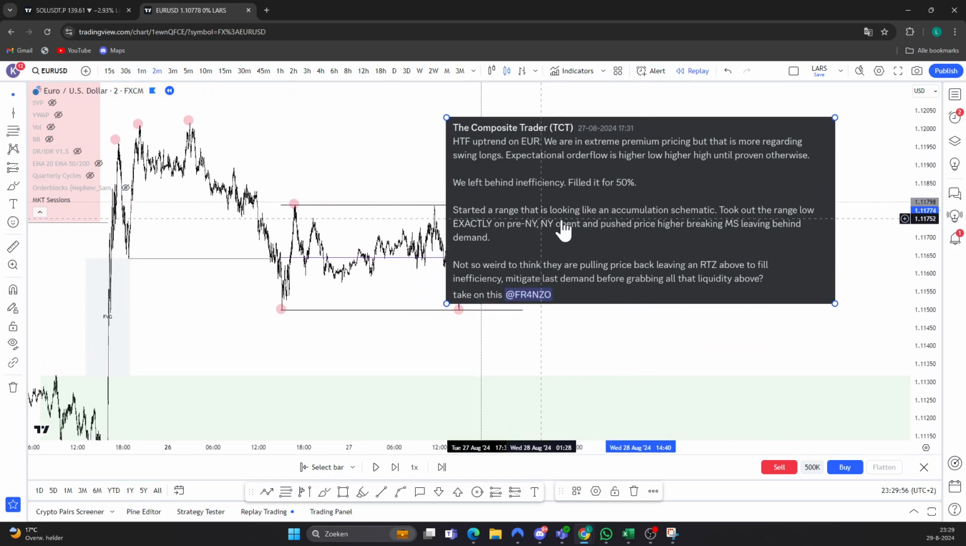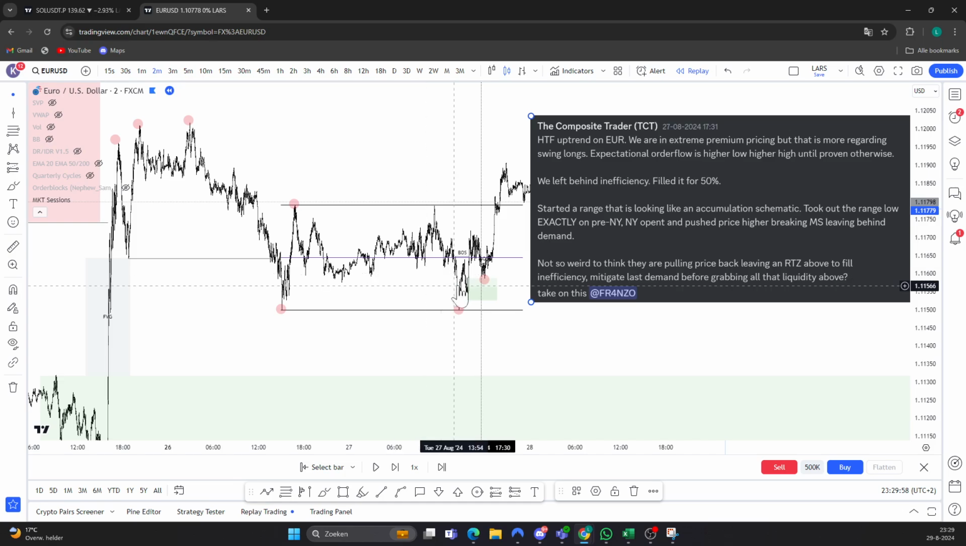Started a range that is looking like an accumulation schematic, talking about this range. Took out the range low exactly on pre-New York. New York Open pushed price higher, breaking market structure, leaving behind demand. Not so weird to think they are pulling price back down, leaving a return to zone, which is this local liquidity trail I was talking about, to fill inefficiency, mitigate last demand before grabbing all liquidity above. Question mark. Take on this, and I tag my buddy, right?